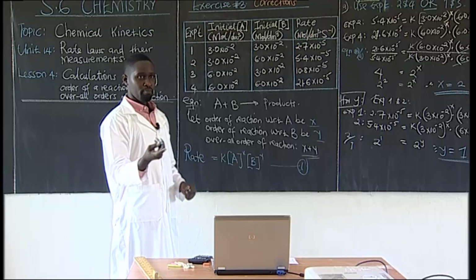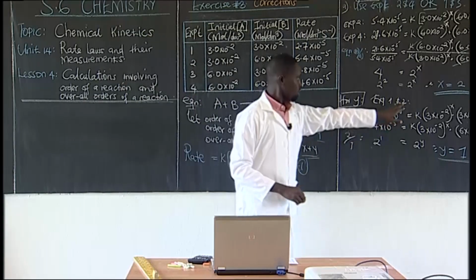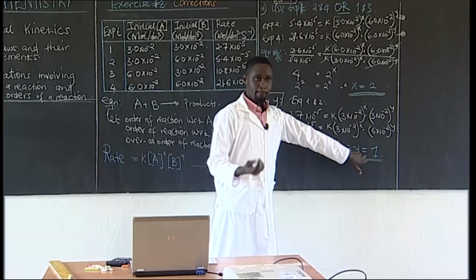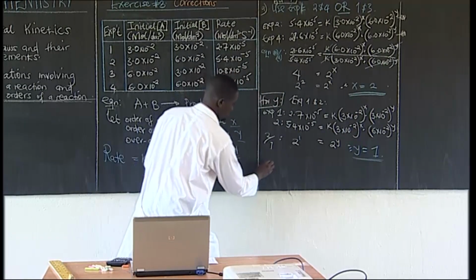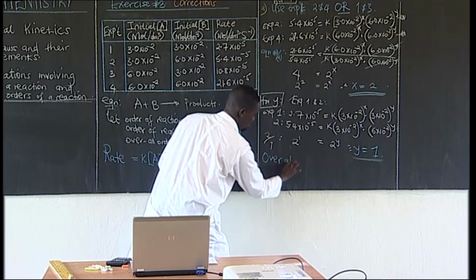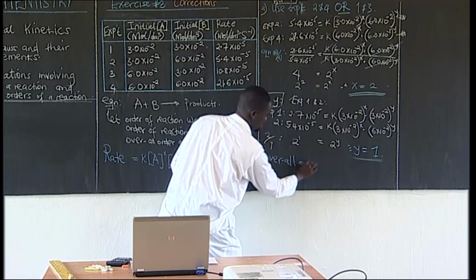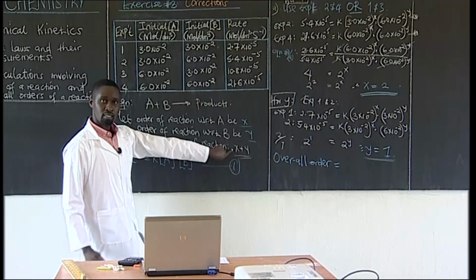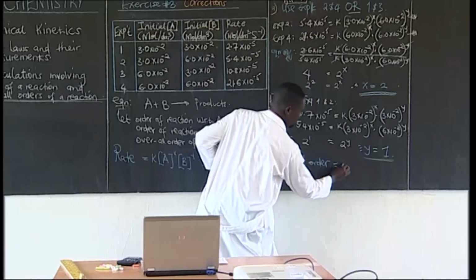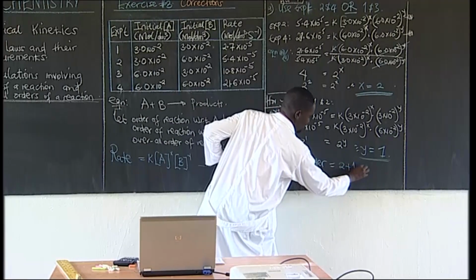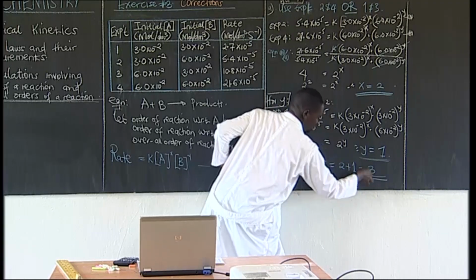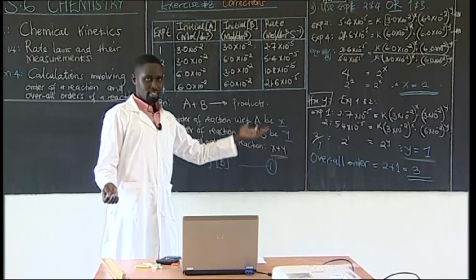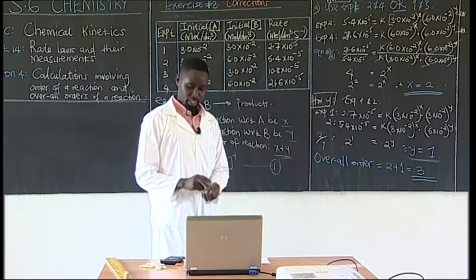So the question is determine, so this is our order with respect to A. This is our order with respect to B. The overall. How do we get the overall? Remember, we've already stated it here. It will be x plus y. So it will be 2 plus 1. And you get your overall order as a 3. So that is the first method, the method of calculation.